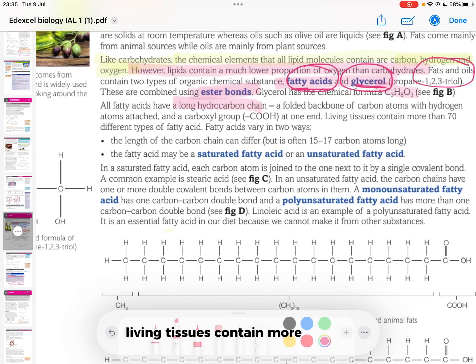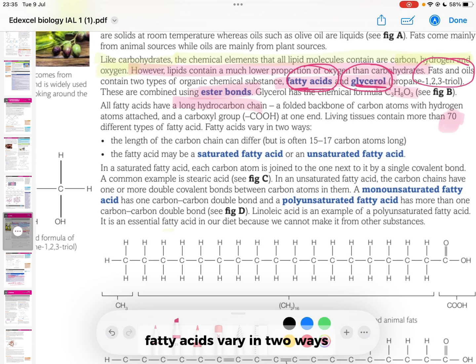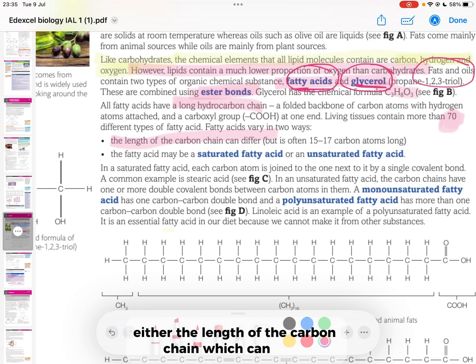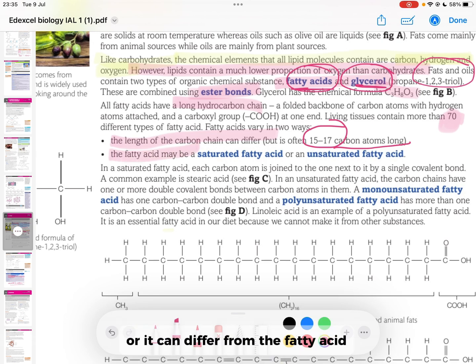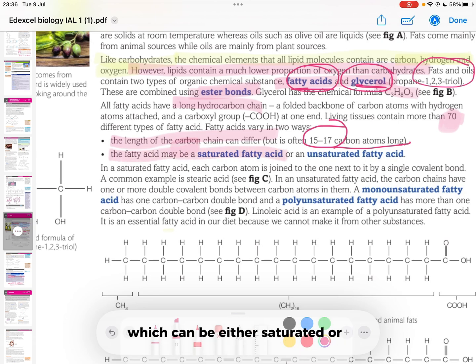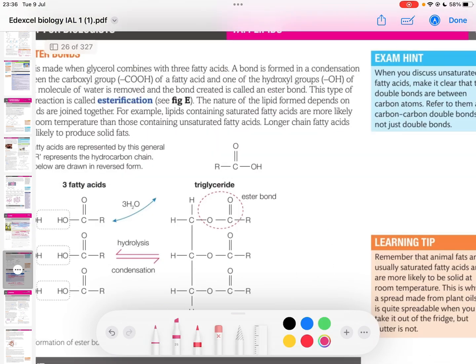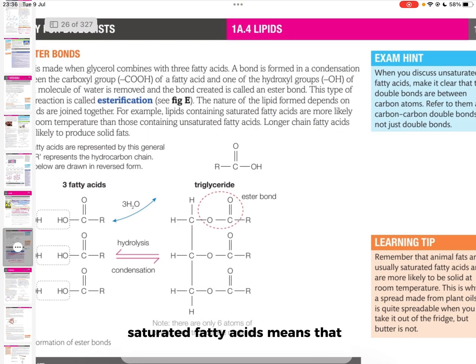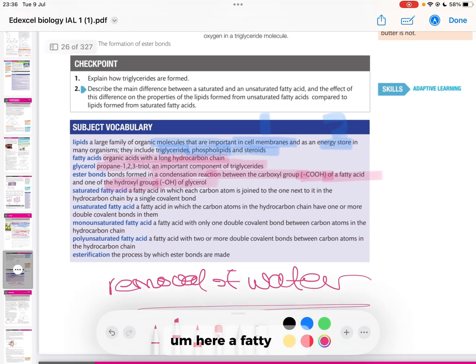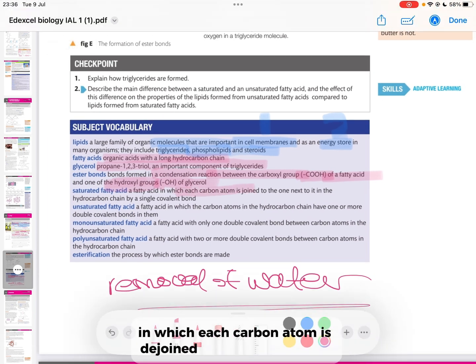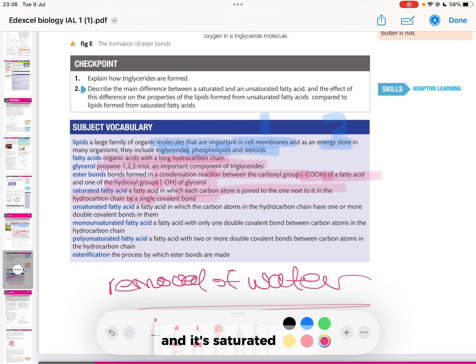Living tissues contain more than 70 different types of fatty acids. Fatty acids vary in two ways: either the length of the carbon chain, which is often between 15 to 17 carbon atoms long, or they can be either saturated or unsaturated. A saturated fatty acid is a fatty acid in which each carbon atom is joined to the one next to it in the hydrocarbon chain by a single covalent bond, and it's saturated, right?